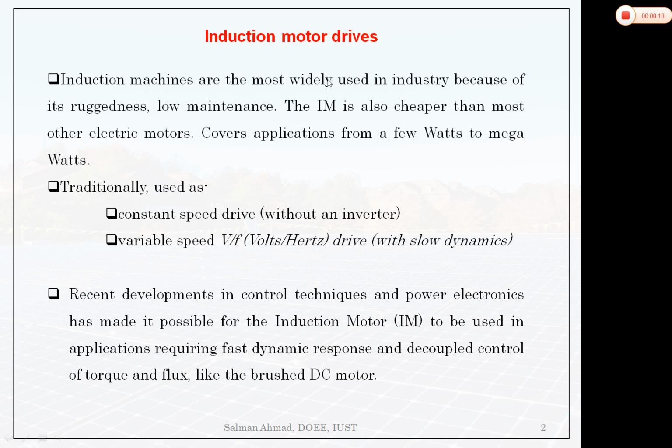So induction machines are most widely used in industry because of its ruggedness and low maintenance. The induction motor is also cheaper than most other electric motors. So it covers applications from a few watts to megawatts. So in the past, the fixed speed or constant speed drives were dominated by induction motor drives.